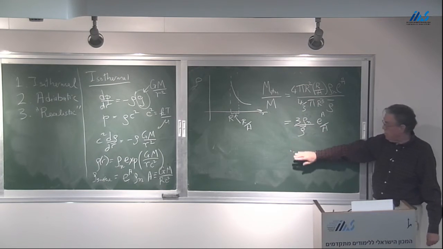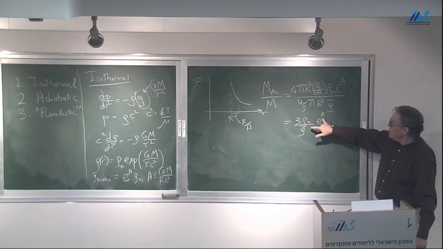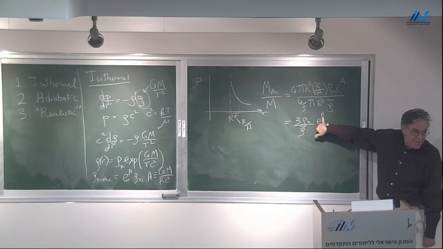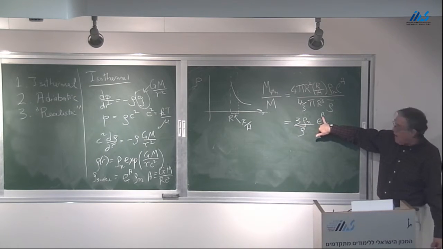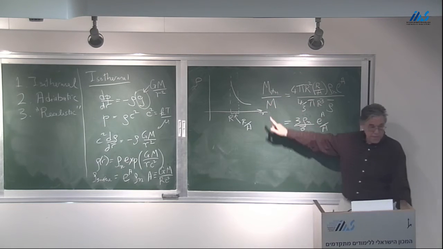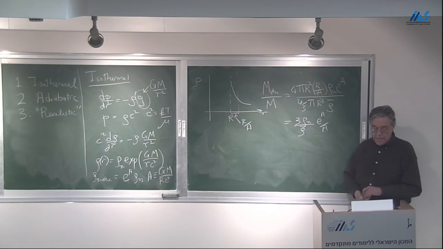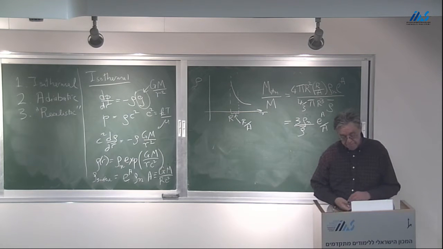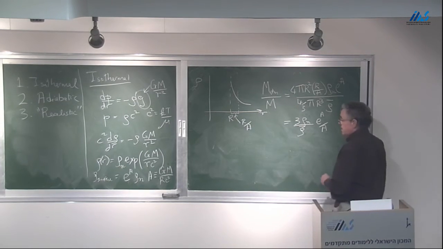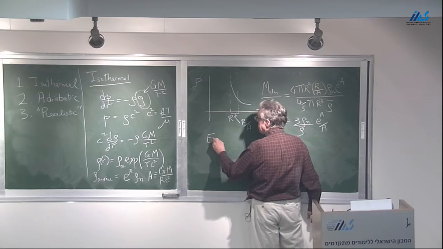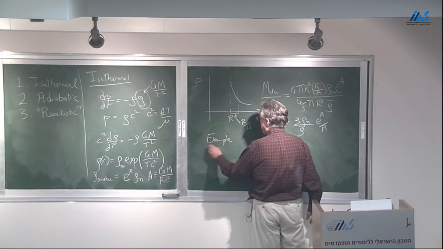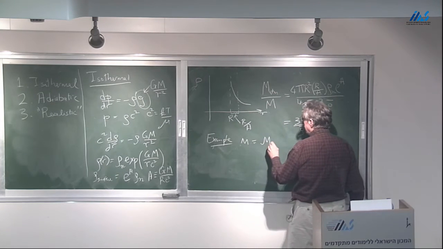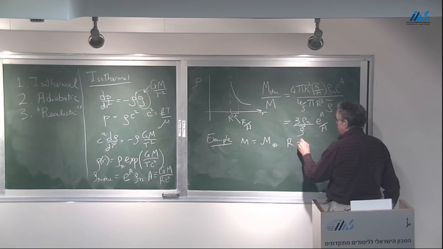I'll give you an example. This can be really, really large. But clearly there will be some a for which this approaches the mass of the planet. And so let's look at some numbers just to get a sense of that. So let's take as an example m equals the mass of the Earth, r equals the radius of the Earth.